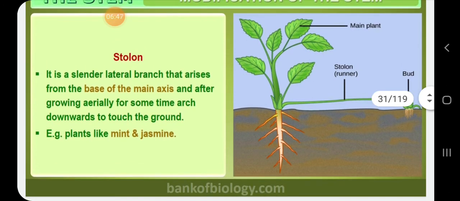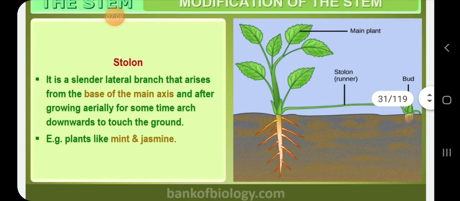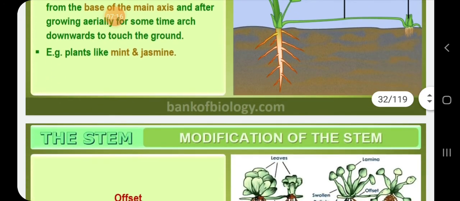Stolon. It is a slender lateral branch that arises from the base of the main axis and after growing aerially for some time arcs downwards to touch the ground. This mainly happens in mint. If you grow one plant, you can see that after some time it will cover some distance because of growing like this. So this happens in mint, jasmine.